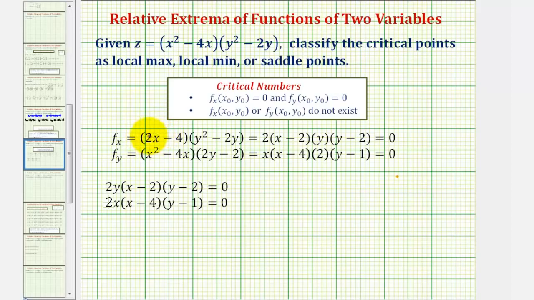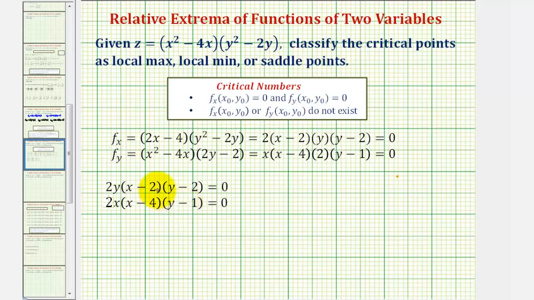We can factor out a 2 here, which I show here, factor out a y here, which we see here. So you can rewrite this as 2y times the quantity x minus 2 times the quantity y minus 2. And for this other partial derivative, we can factor out x here and factor out 2 here. So we can write this as 2x times the quantity x minus 4 times the quantity y minus 2.